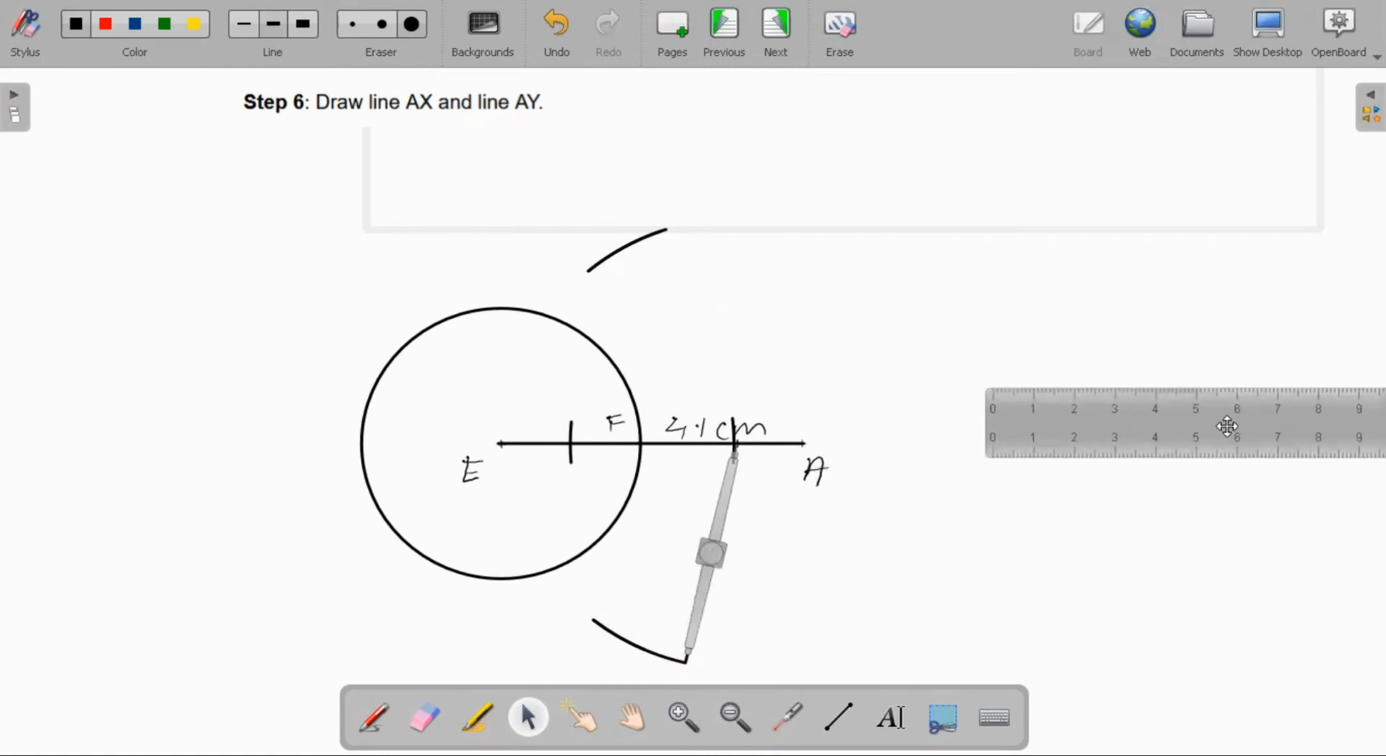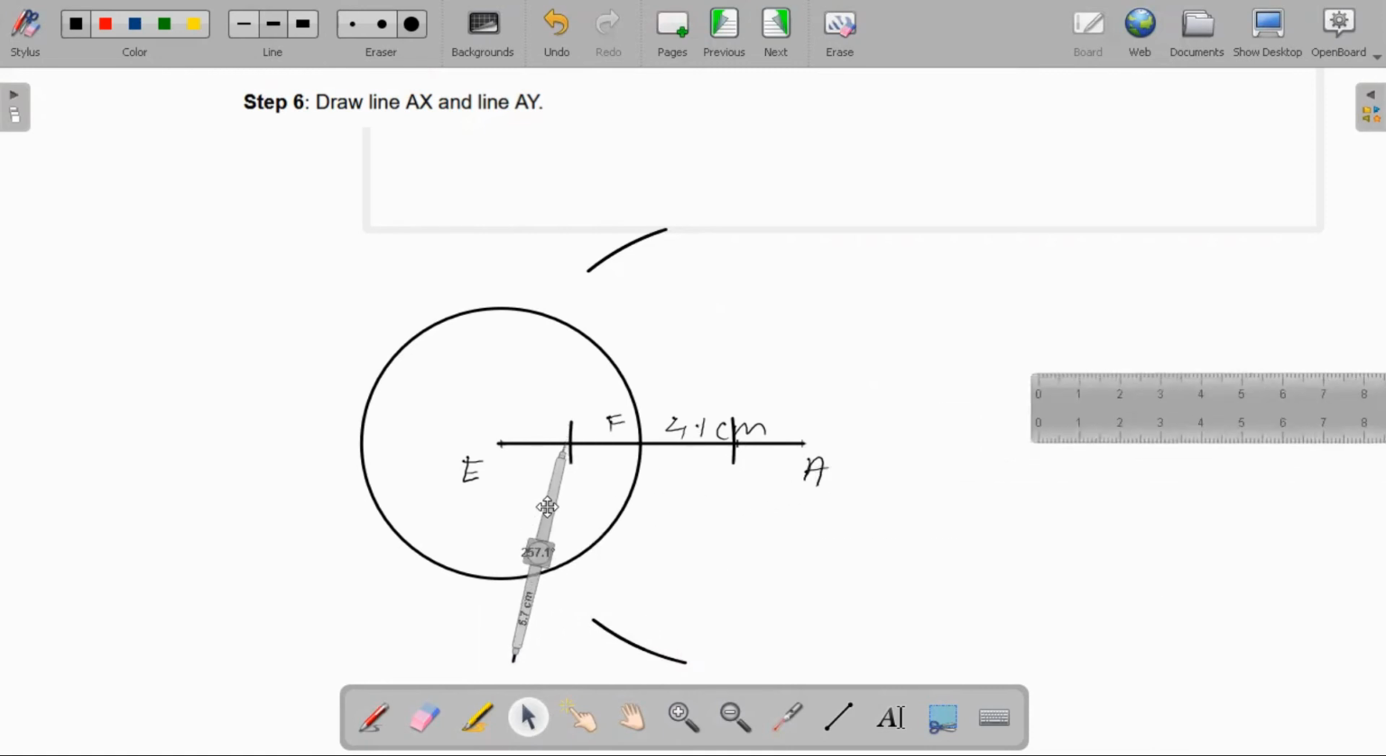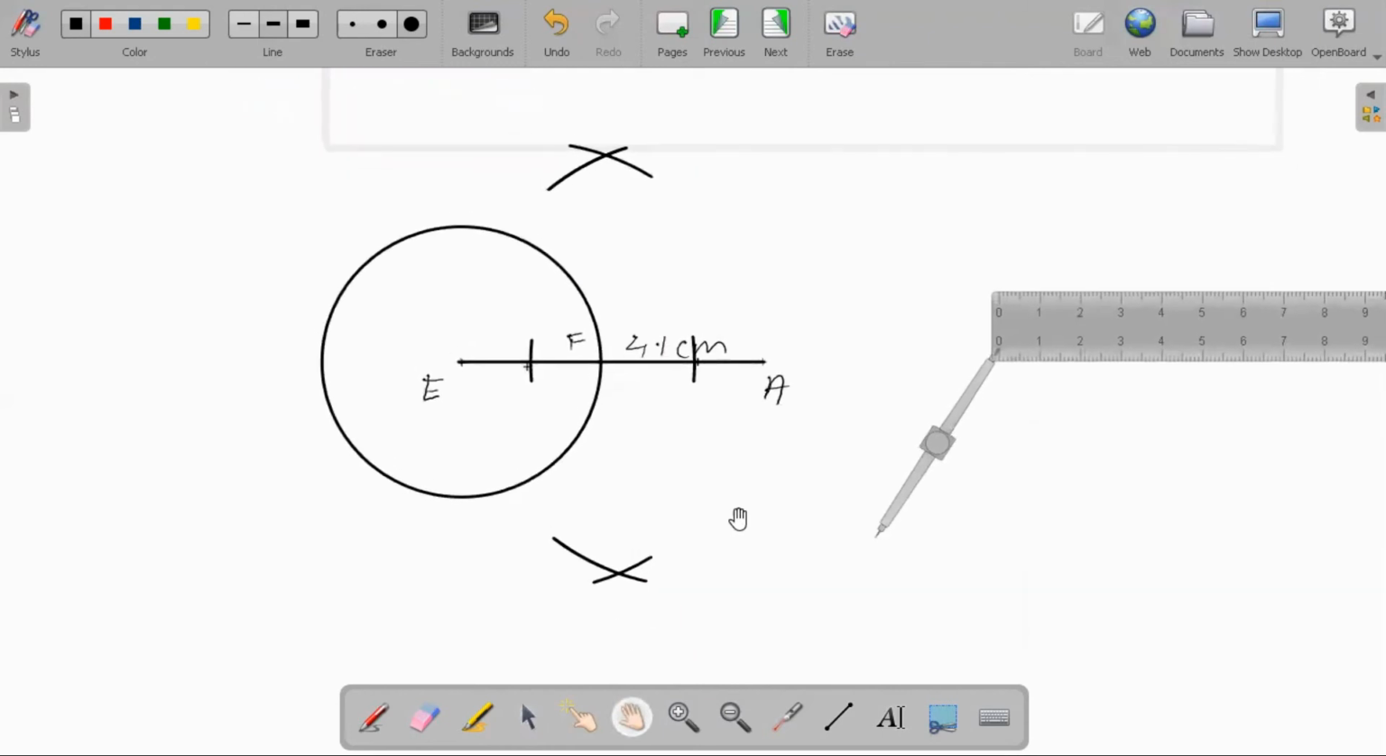We'll cut this arc. Now you put the pointer on the other arc and you cut the previous arcs that we have drawn. So I'll cut this arc here. Similarly, you cut the arc above. And now, with the help of your ruler, join these two intersection points. Okay, now we'll name the midpoint as point M.